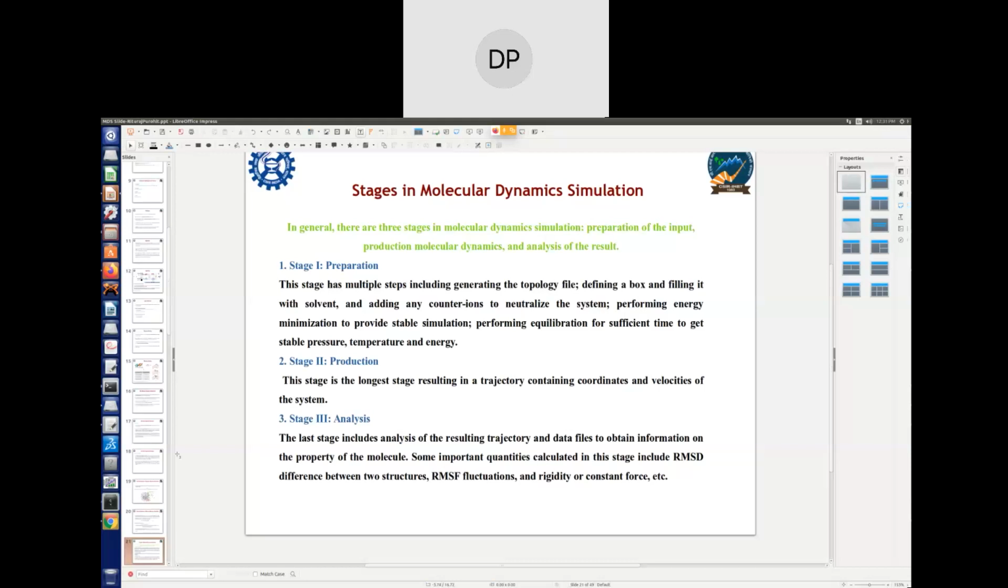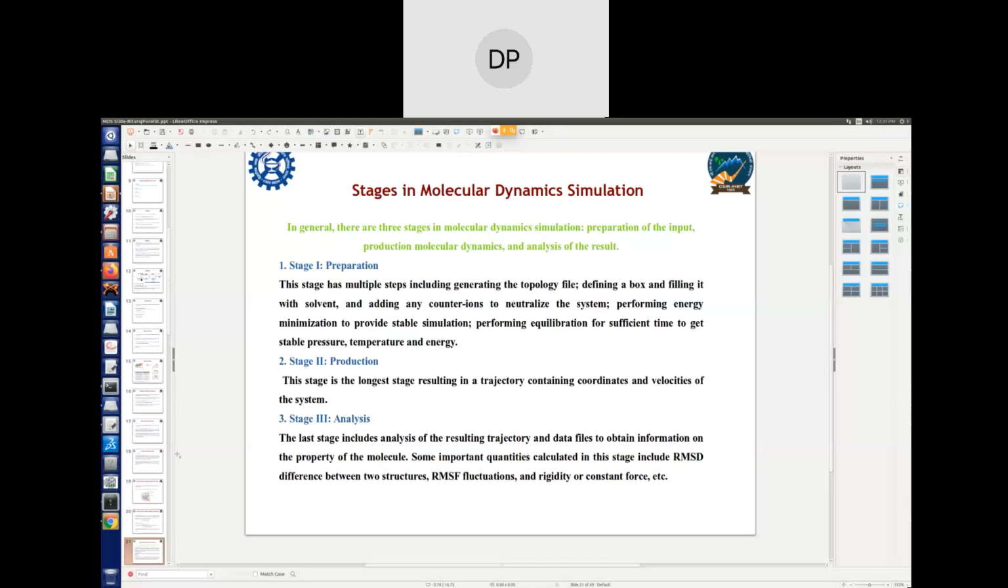And the second stage is the production, where we are not allowing any restraint on the protein ligand complex. We are just making it free and applying the force for a particular time. It is the longest stage, resulting in the trajectory containing coordinates and the velocity of the system. So you will get the trajectory of coordinates and the velocity, that generally we are not able to find out analytically or experimentally.